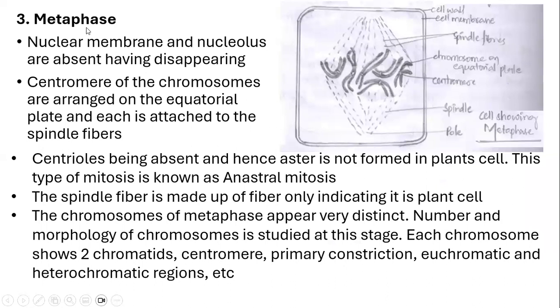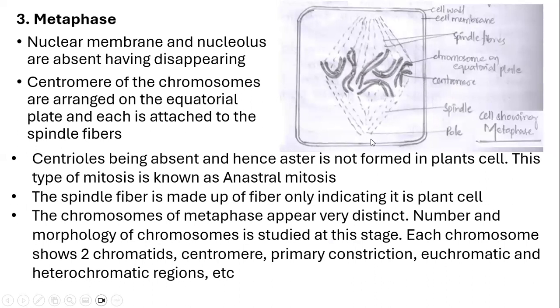Metaphase is the second stage of the mitotic cell division. During this stage, the nuclear membrane and the nucleolus have completely disappeared, and the centromeres of the chromosomes are arranged on the equatorial plate, and each is attached to the spindle fiber.